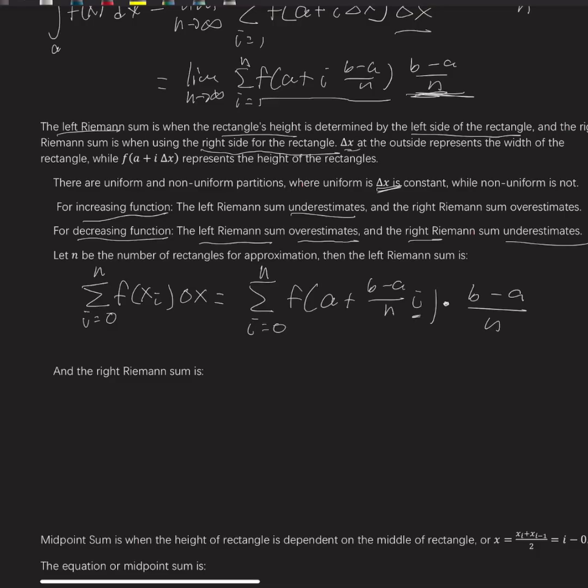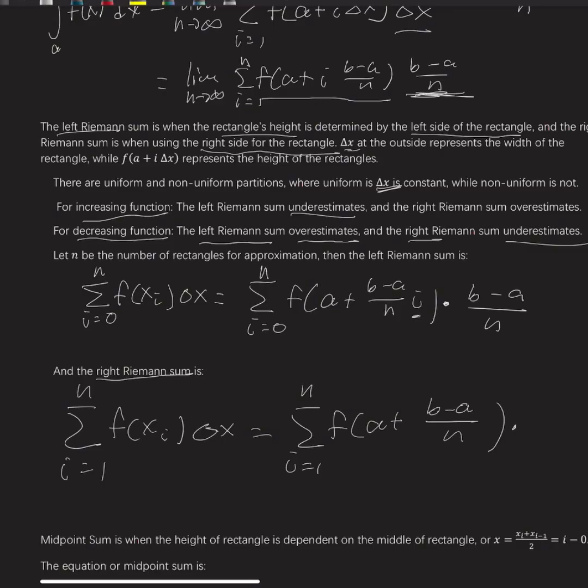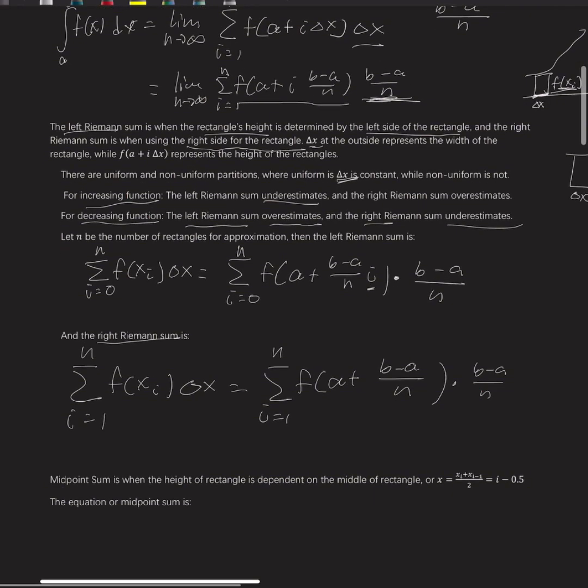And the next is the right Riemann sum. It's the sum from i equals 1 to n of f of x of i times delta x. So it can be written as the sum from i equals 1 to n of f of (a plus i times (b minus a) over n) times (b minus a) over n. And that's the right Riemann sum, and the previous one is the left Riemann sum.